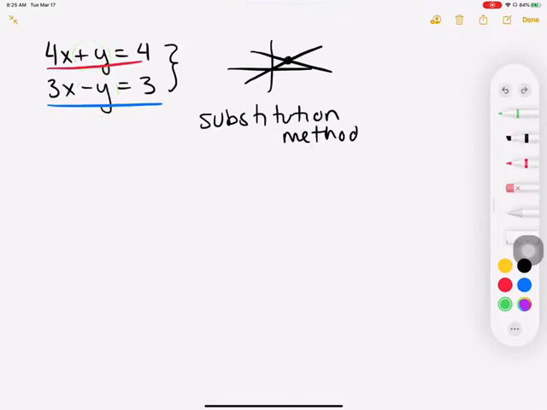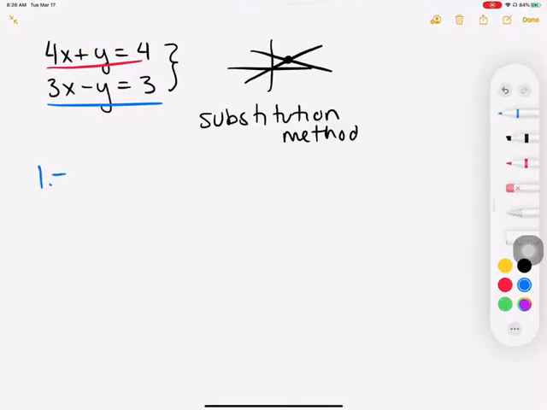Okay, so the first step in substitution method is I have to solve for one of those four variables that I have in that system. I have two variables in each equation. I have to solve for one of those variables. So if you see, the easiest variable to solve for is going to be the y in the first equation, because all I have to do is subtract 4x from both sides, and that's going to solve for y on the first equation. So this is the first step. This is the first thing that we're going to do.